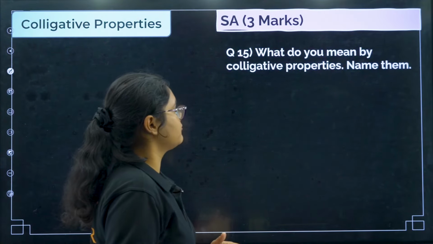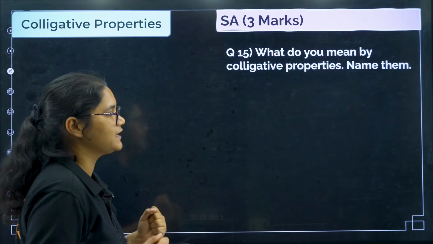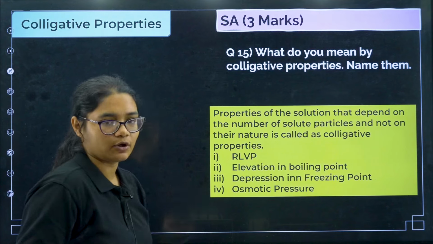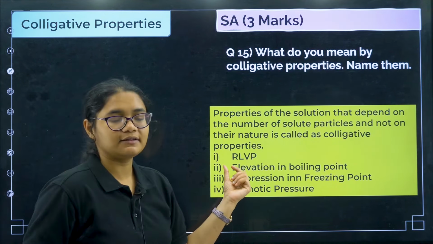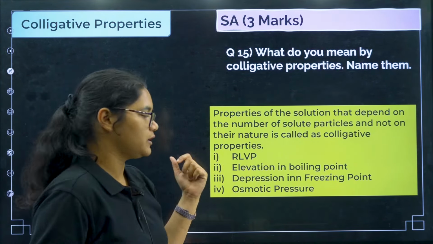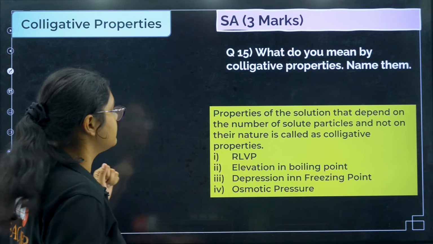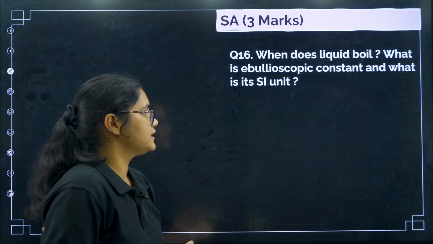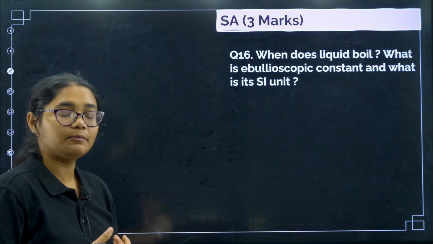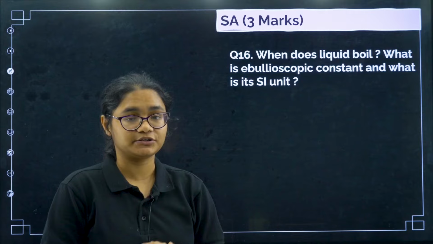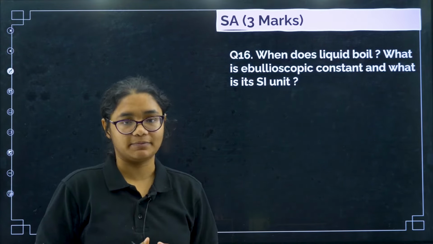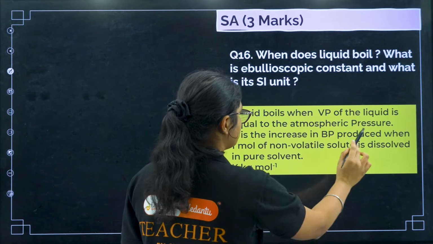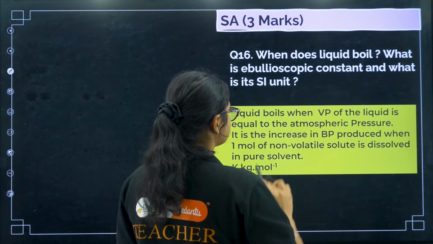Next, we'll go to colligative properties. So what do you mean by colligative properties and name them? So the properties that depend upon the number of solute particles are called colligative properties. What are they? We have relative lowering of vapor pressure, elevation in boiling point, depression in freezing point, and osmotic pressure. Next, when does liquid boil? What is ebullioscopic constant and what is its SI unit? So liquid will boil when the vapor pressure of the liquid is equal to the atmospheric pressure, right? So yes, liquid boils when the vapor pressure of the liquid is equal to the atmospheric pressure. What is ebullioscopic constant?